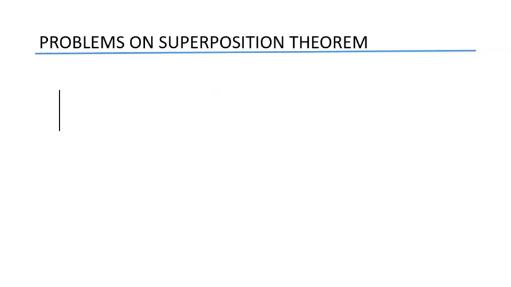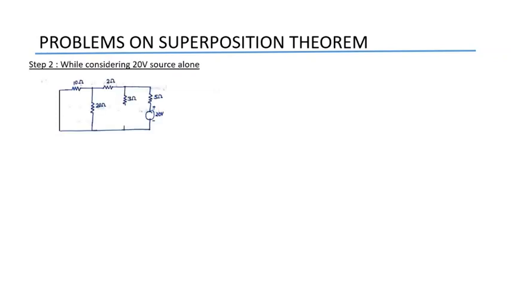Now we are moving to the second step, while considering 20 volt source alone. So the 20 volt source alone is considered here. This current source is replaced by an open circuit and this voltage source is represented by a short circuit. So the diagram will be like this. Now we have to find out current I double dash through this 2 ohm resistor.